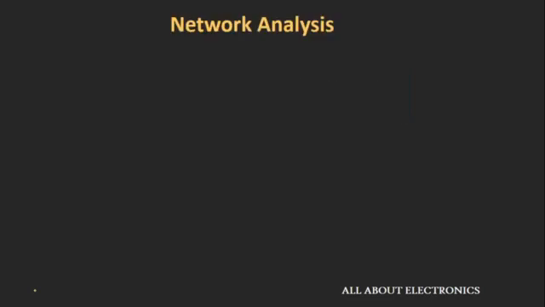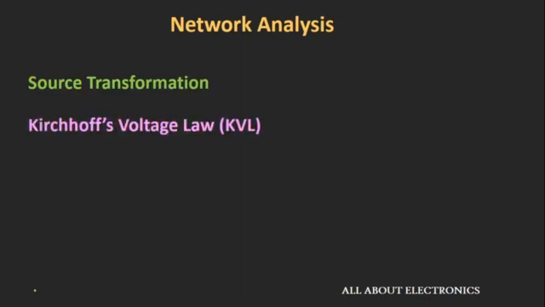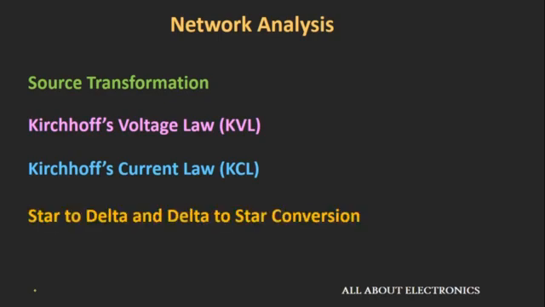So in the earlier videos of the network analysis, we had seen different techniques like source transformation, Kirchhoff's voltage law, Kirchhoff's current law, and star to delta and delta to star conversion. And we had seen how, using these techniques, we can reduce the network and find the voltage or current across any element in the circuit. Now sometimes it may happen that your entire focus is on a particular element in the circuit and you want to find the voltage or current across this element.